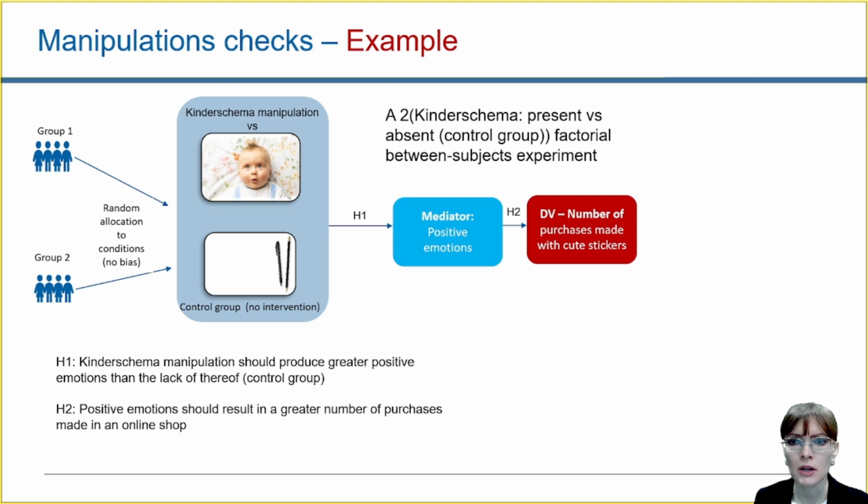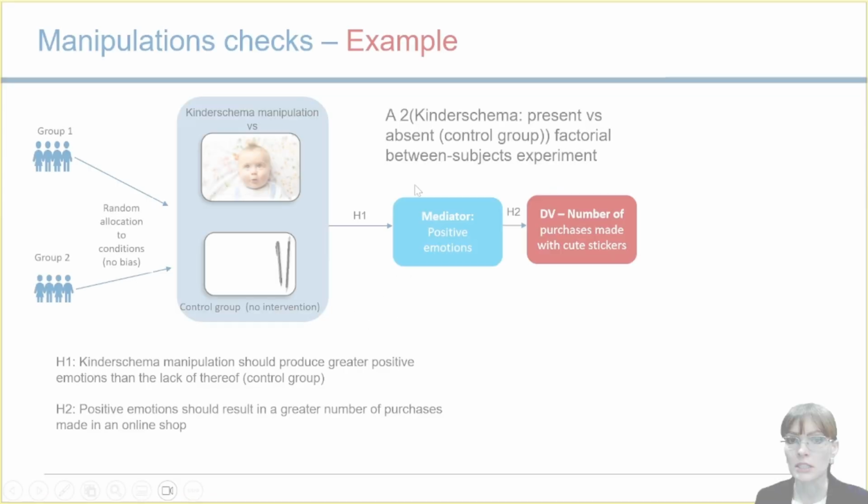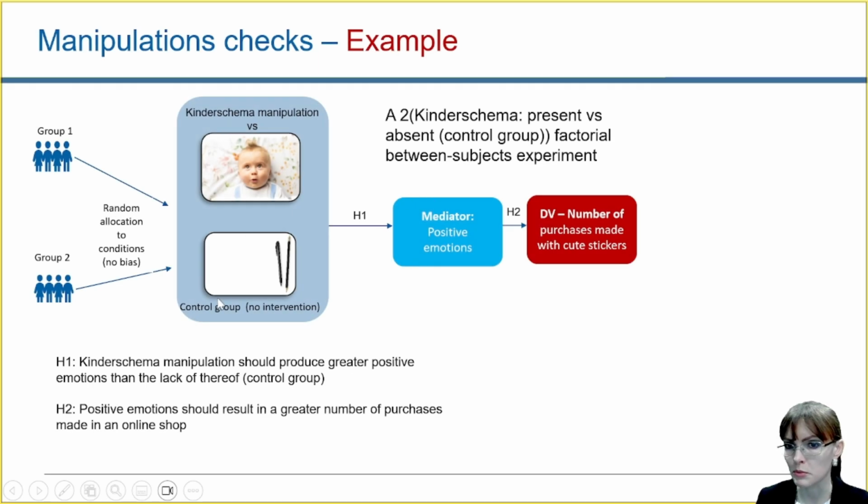I will stick with the example that I used in my previous videos. I am looking at an intervention where I would expose participants to kinder schema. I'll show a picture of a cute little baby versus a control group, which did not have the kinder schema intervention. My first hypothesis is that kinder schema manipulation should create greater positive emotions, and this is my mediator. The positive emotions should be lower in the control group, logically. And my second hypothesis, between the mediator and the dependent variable, is saying that higher positive emotions should result in a greater number of purchases made in an online shop.